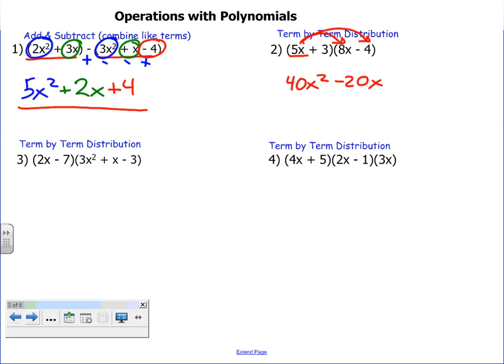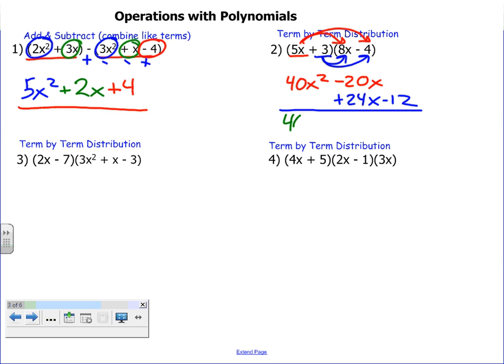Very similar to last chapter. Now I look at the second term and multiply that by the same 2 terms. But notice what I'm going to do here. 3 times 8x is 24x. I'm going to make a new line and stack my like terms. Notice my x's are in the same column. And then we have 3 times negative 4, which is negative 12. Now I can combine these like terms very easily.